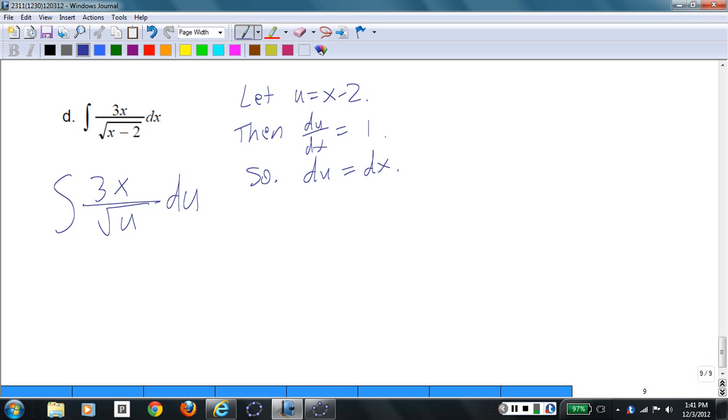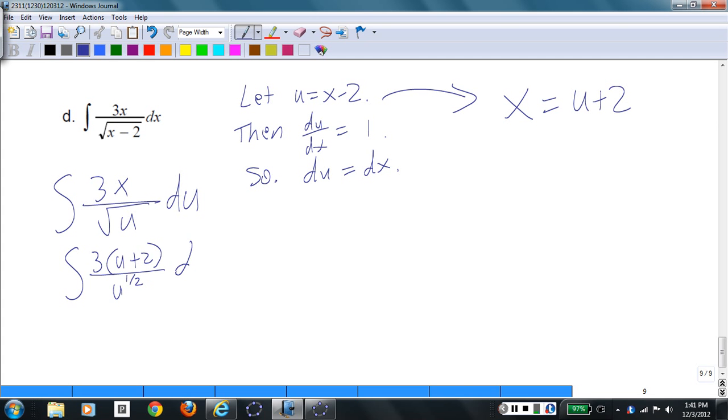Well, let's see. u equals x minus 2. So what's x? x equals u plus 2. Almost as good as getting Santa Claus to remove the x. We can substitute u plus 2 for x and have this: the integral of 3 times the quantity u plus 2 over, I'm going to go ahead and write u to the 1/2 down there, du.